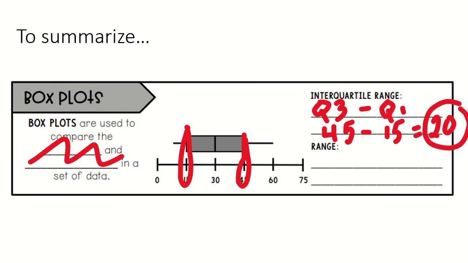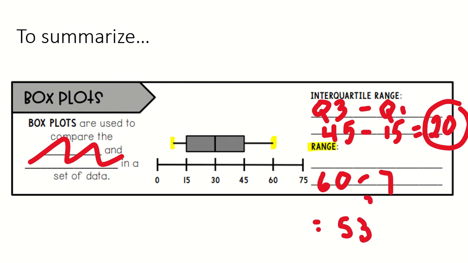And then, what is just the range of the whole thing? Not interquartile range, but just the general range. That means that is the highest, the maximum, minus the minimum. So that's going to be 60 minus, where does that seem to be? About 7. So 60 minus 7, that would be about 53.